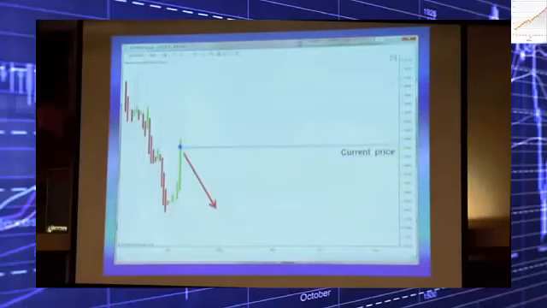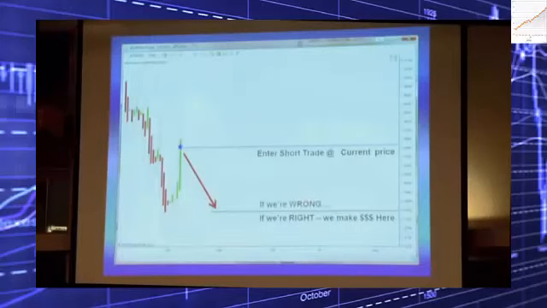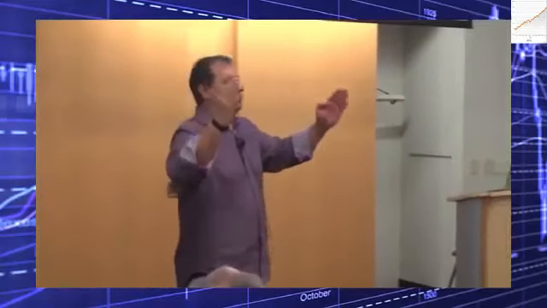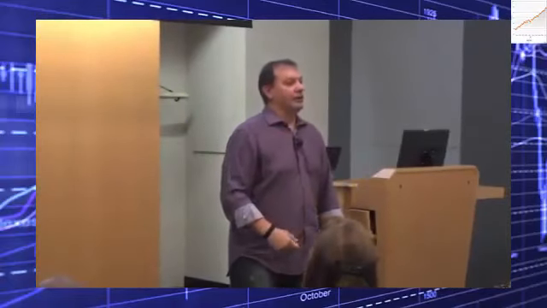All right. Now, same thing. If we think market's going down, if we're right, we make money down here. If we're wrong, market's going up. We enter long here at the top of the zone recovery. Basically, the zone recovery is this set number of pips that your original trade goes in the red. That's it.